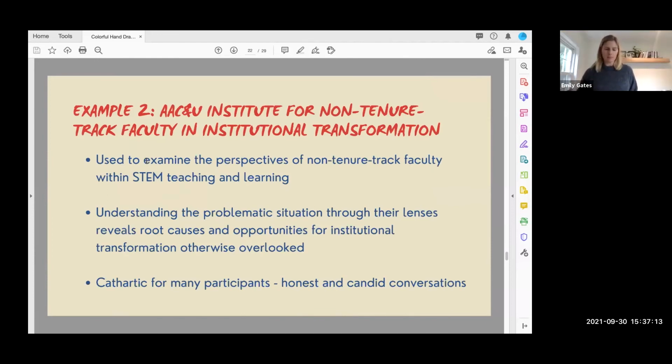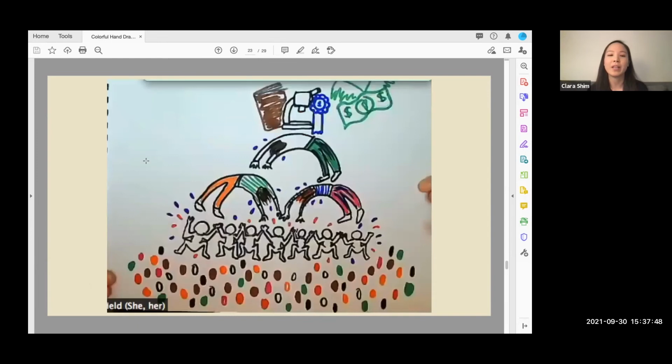Yes. So example 2 is the ACNU Institute for Non-Tenure Track Faculty in Institutional Transformation. Here, rich pictures were used to examine the perspectives of the non-tenure track faculty within this field of STEM teaching and learning. Rich pictures allowed the STEM faculty to really understand the situation they are put in from their lens and to reveal some of the root causes and opportunities for institutional transformation. And in a way, it was therapeutic or cathartic for many participants.